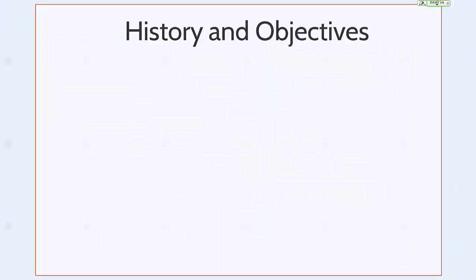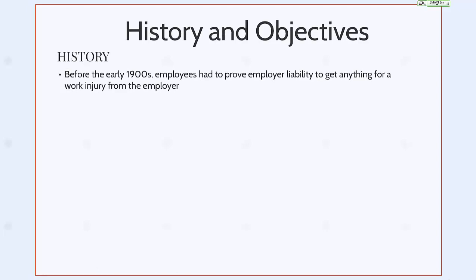Finally, let's look at workers' compensation. Let's start with a look at the history and objectives of workers' compensation. Historically, before the early 1900s, employees had a steep climb in order to prove that the employer was liable to get anything from them for a work-related injury.